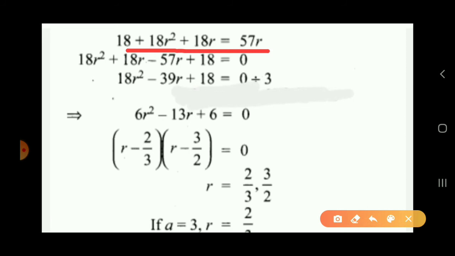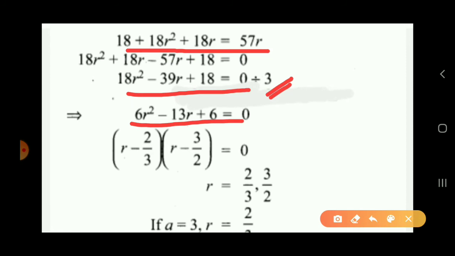So 18R square plus 18R minus 57R plus 18 equals 0. Rearranging, we get 18R square minus 39R plus 18. Now we can divide by 3 on both sides, and we get 6R square minus 13R plus 6.